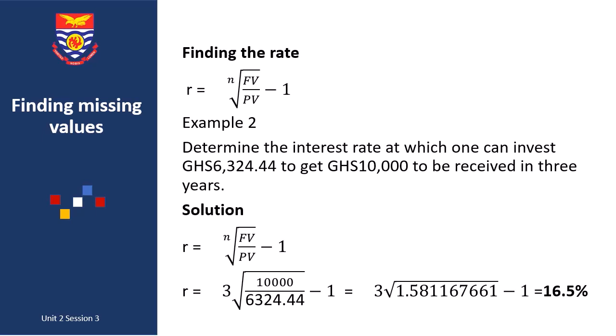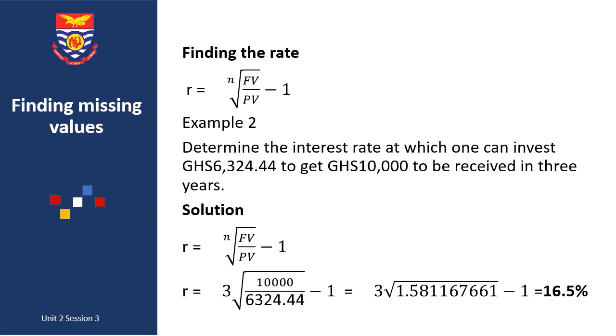So let's use an example to clarify it. Example 2: determine the interest rate at which one can invest 6,324.44 Ghana cedis to get 10,000 Ghana cedis to be received in 3 years.